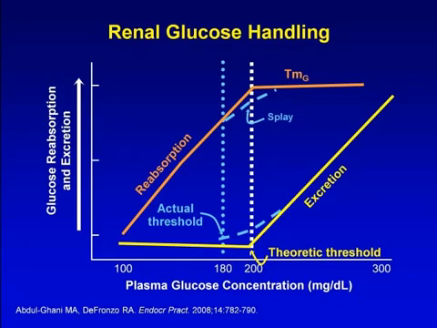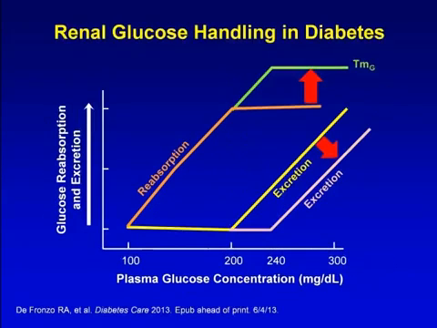So the real threshold is actually 180 milligrams per deciliter. So if you have a glucose that is above 180 milligrams per deciliter, you have reached the tubular maximum reabsorption rate for that glomerulus, and you will excrete any further glucose that is present. That would be in a normal person instead of the theoretical 200.